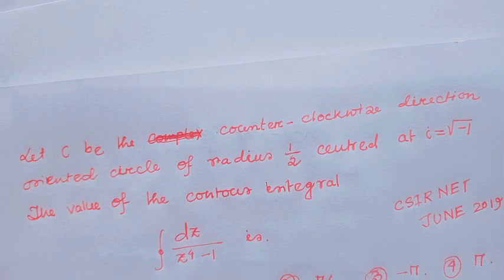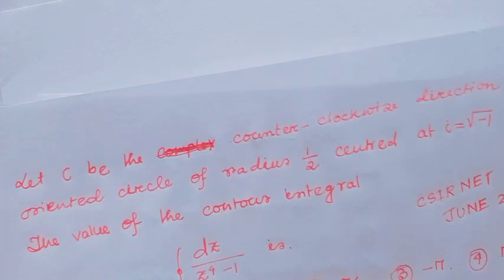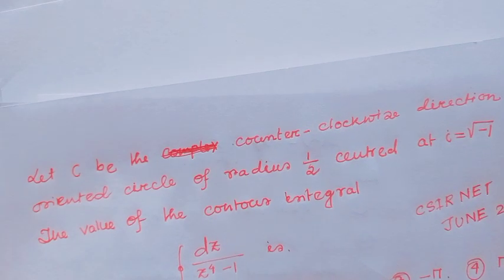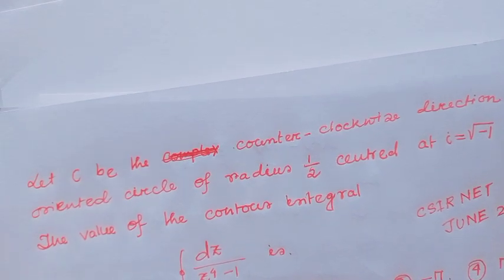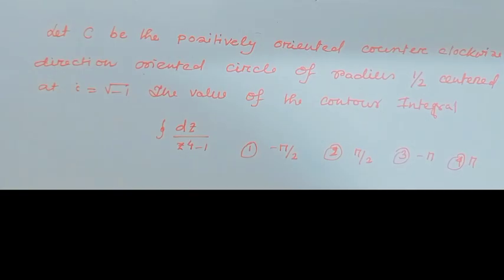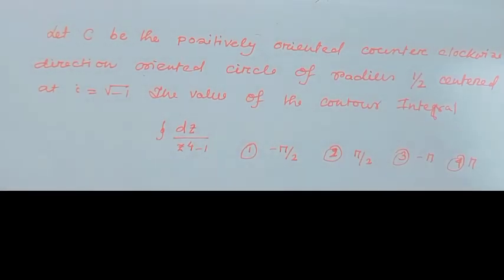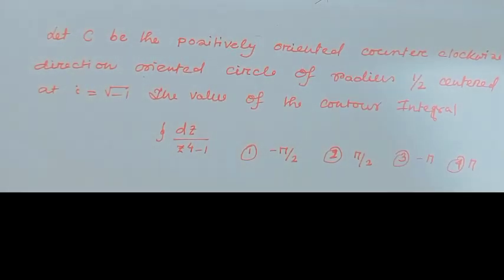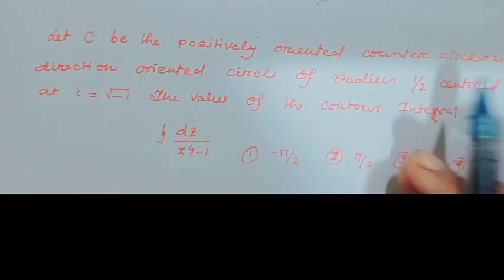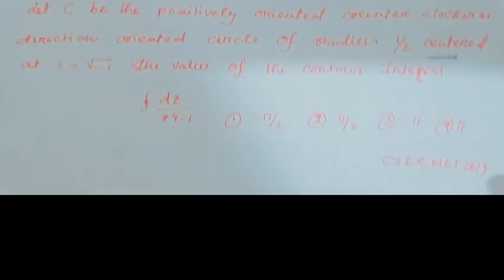Welcome back. Today's goal of this lecture is complex integration. I will see some examples of complex integration which have come in different types of exams, CSIR NET and GATE. First question, let's see. C is the positively oriented, counterclockwise circle of radius half centered at i.